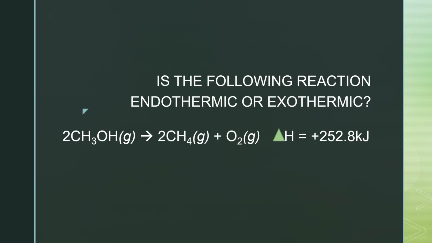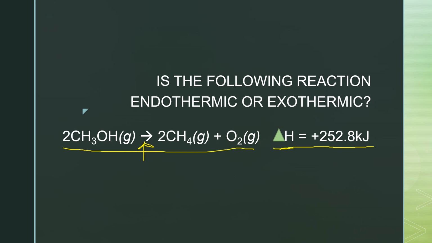So here's an example. Is the following reaction endothermic or exothermic? This is the perfect example of information that you could be given on a test or when you're working in the lab. See this reaction equation? You can tell it's a reaction because it has that yield arrow right there. Along with the reaction equation, you're given this delta H, or this enthalpy value of, in this case, plus 252.8 kilojoules.